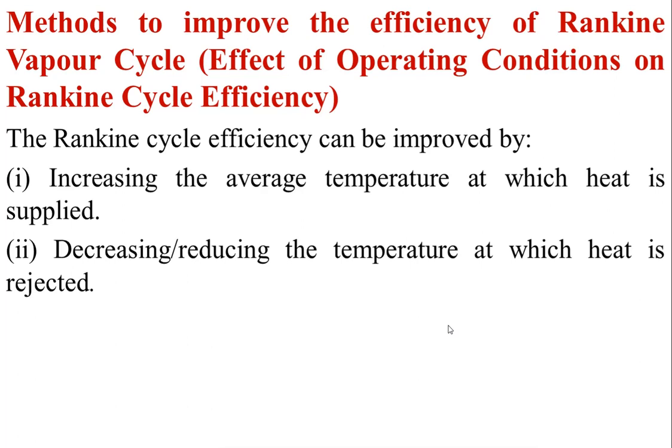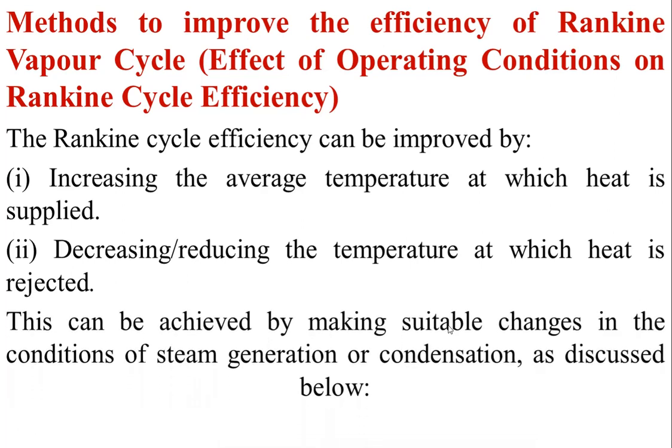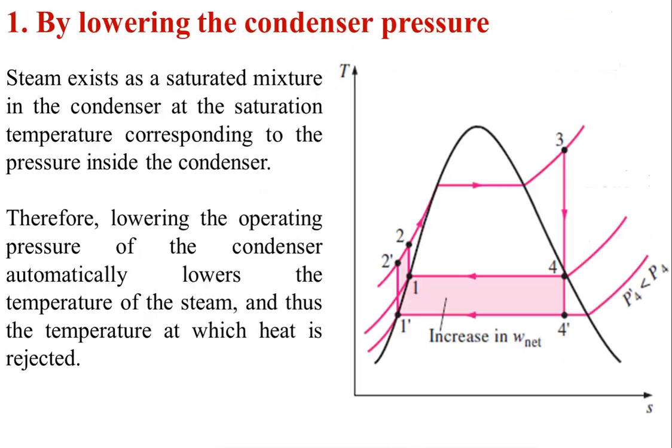This can be achieved by following suitable arrangements, so that we will discuss. Either in steam generation or in condensation, we can increase the average temperature of heat addition or decrease the temperature at which heat is rejected. So let us discuss one by one. This can be achieved, first one, by lowering the condenser pressure.